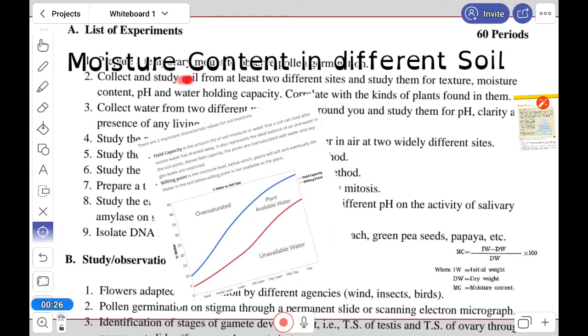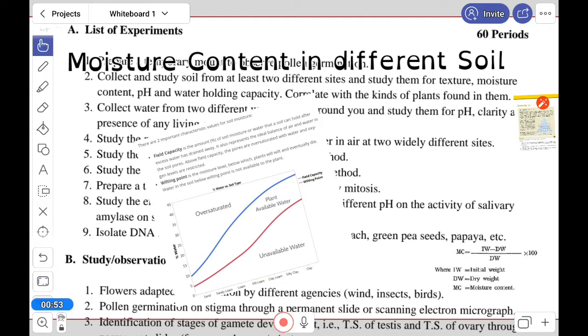To collect and study soil from at least two different sites and study them for the texture, moisture content, pH, and water holding capacity. Already we have discussed these two. Now today is moisture content. It means that we have to measure the moisture content in soil. Different soil will be given. Now let's know about it.